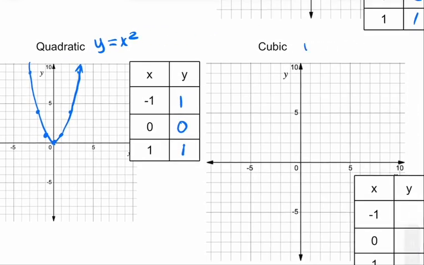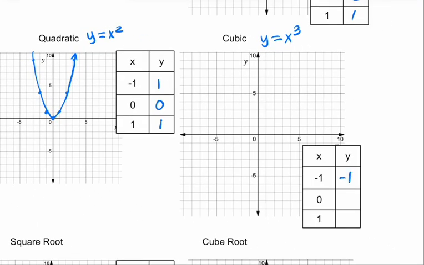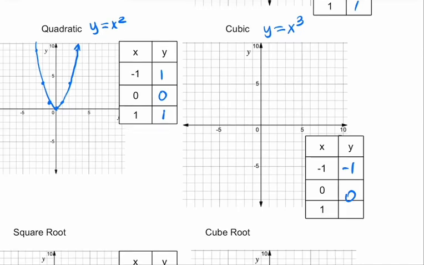The cubic function is y equals x cubed. If I plug in -1, I get -1. If I plug in 0, I get 0. If I plug in 1, I get 1. So in the first quadrant, it looks just like a steeper quadratic. In the third quadrant, it stays negative. If you cube a negative, it stays negative. So that's why it goes to -1.